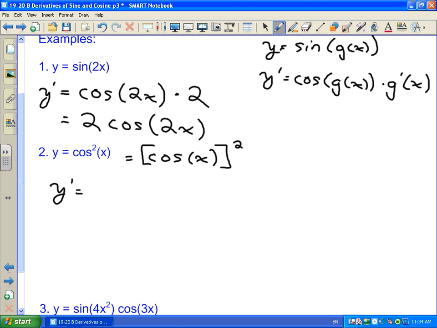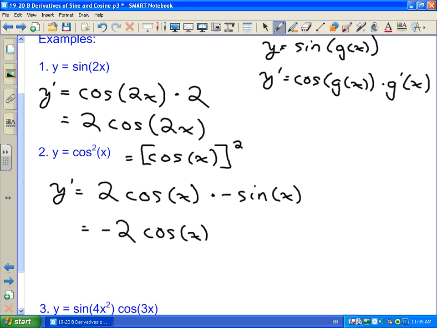Yeah, we've got to bring it down, so it's going to be 2. What's in the bracket stays the same, cos x. Now we would have an exponent 1 here, so we don't even have to bother writing it. But then what do we have to multiply this by? Yeah, we have to multiply by the derivative of the cos x, the derivative of that function that's inside, which is negative sine x. So cleaning this up a bit, we get negative 2 cos x sine x.